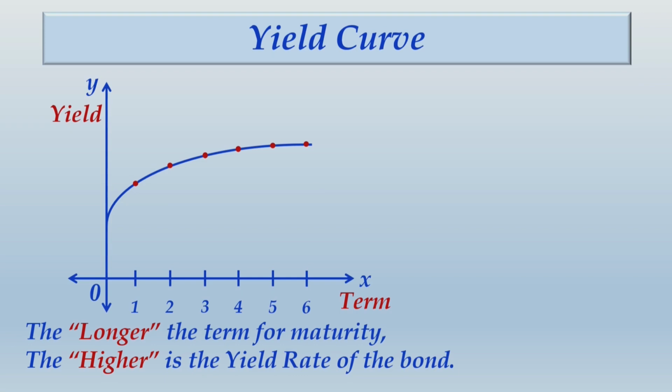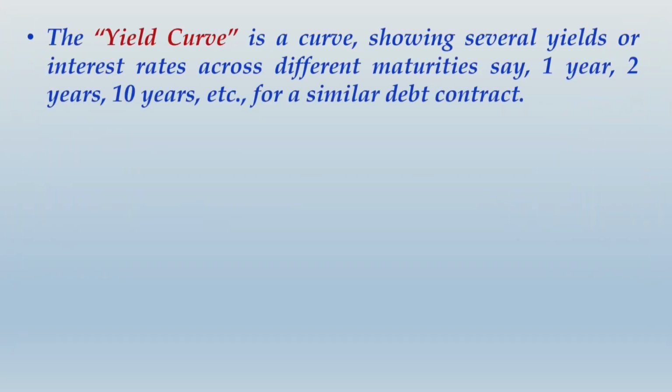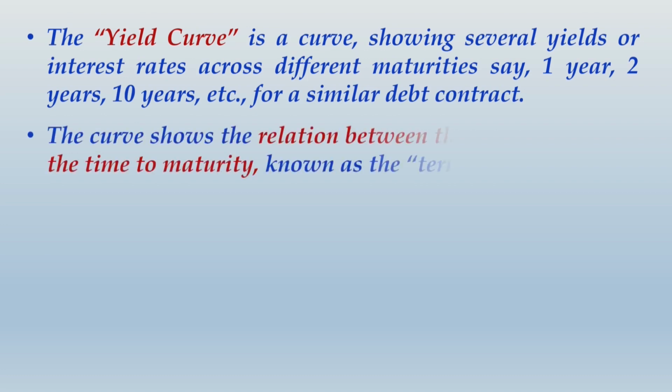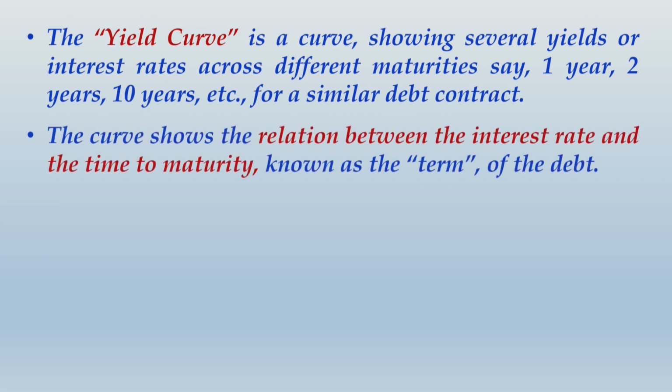Let us do one thing. Let us move ahead and talk about the characteristics that we have learned through this yield curve concept. The yield curve is a curve showing several yields or interest rates across different maturities, say 1 year, 2 years, 10 years, etc. for a similar debt contract. The curve shows the relation between the interest rate and the time remaining to maturity, known as the term of the debt.